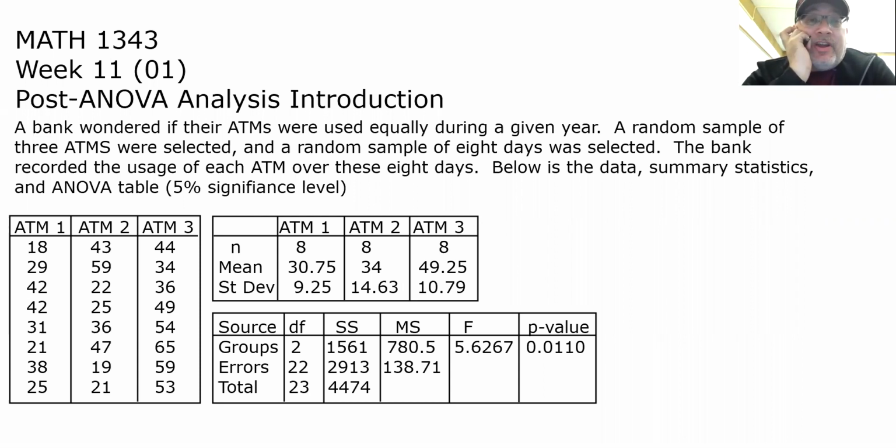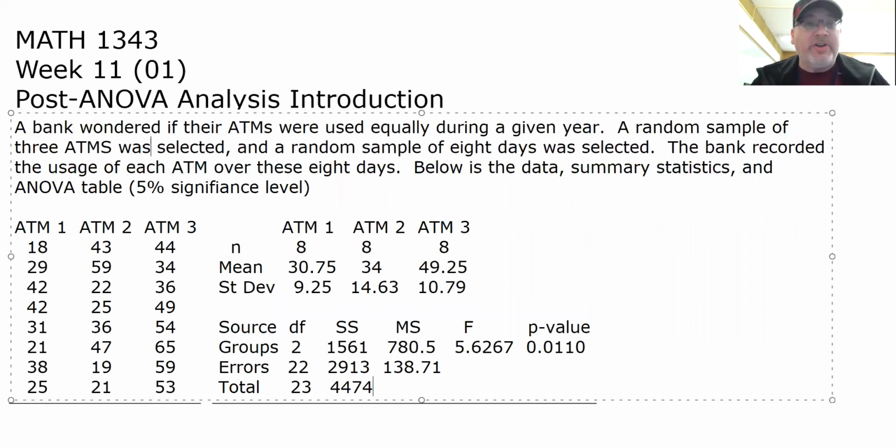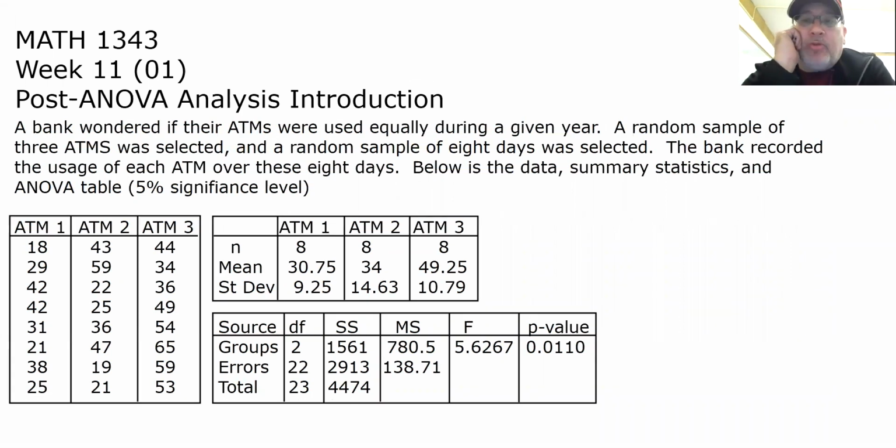A bank wondered if their ATMs were used equally during a given year. A random sample of 3 ATMs was selected, and a random sample of 8 days was selected. The bank recorded the usage of each ATM over these 8 days. Below is the data, summary statistics, and ANOVA table at a 5% significance level.